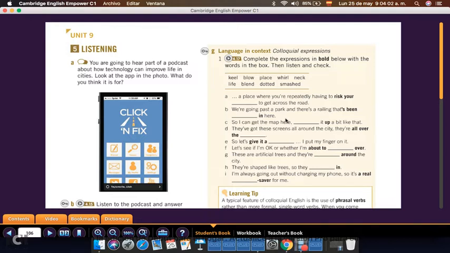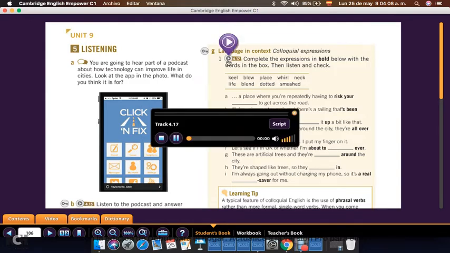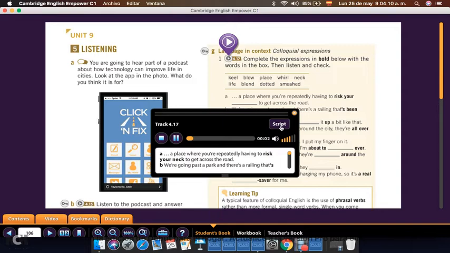Now, language and context, colloquial expressions. Complete expressions in bold below with the words in the box, then listen and check. Let's listen and find out. Track 4.17.